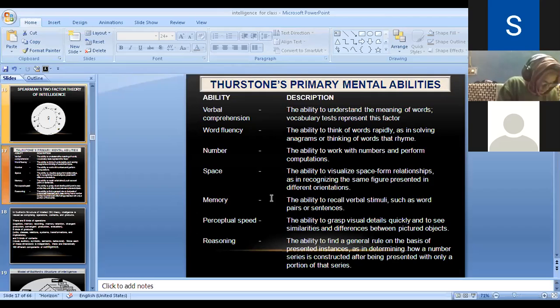Then comes memory, the ability to recall verbal stimuli such as word pairs or sentences. We used to have, you might even have done it also, a practical on a paired test and unpaired test to measure the memory. Certain words are given which are paired words, like chair and table. Then after you have read that, there may be another pair, chair and thread. Chair and table is a paired word. Chair and thread is not a paired word. They are distant words.